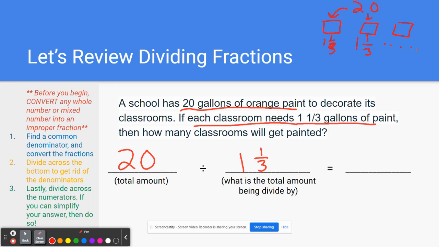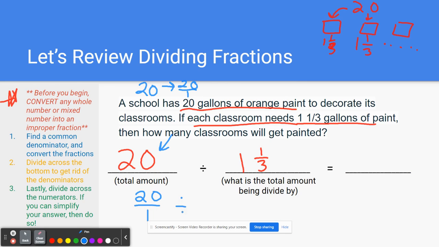Now, before we begin, we have to convert any whole number or mixed number into an improper fraction. Well, I do see a whole number and a mixed number. Our whole number is 20, so we have to turn 20 into an improper fraction. Remember, any whole number can be turned into a fraction by putting it over what number? Hopefully you said 1. So 20 is the same thing as 20 over 1.